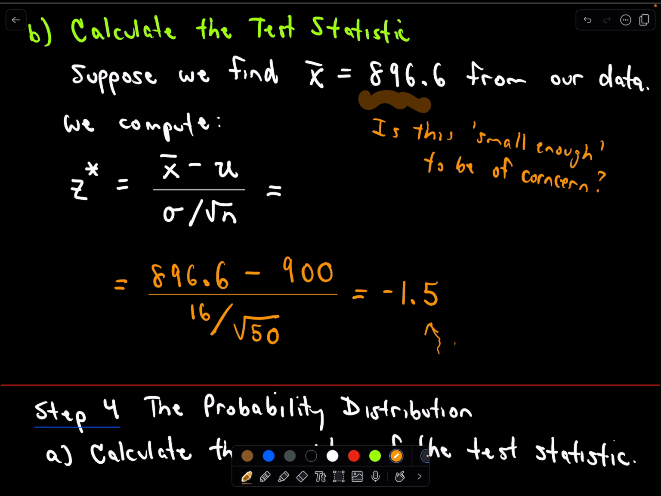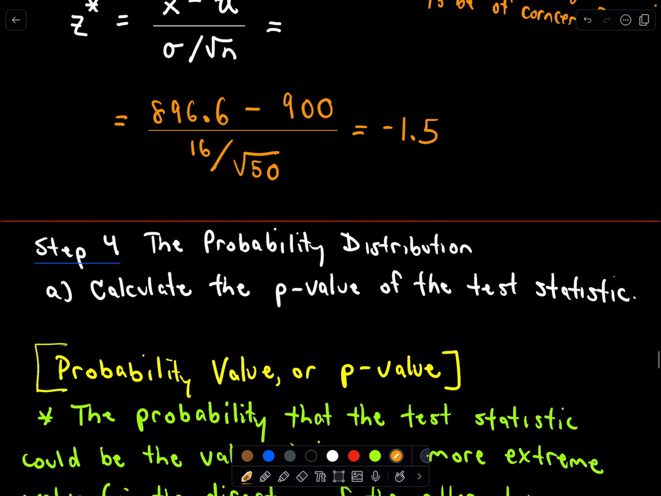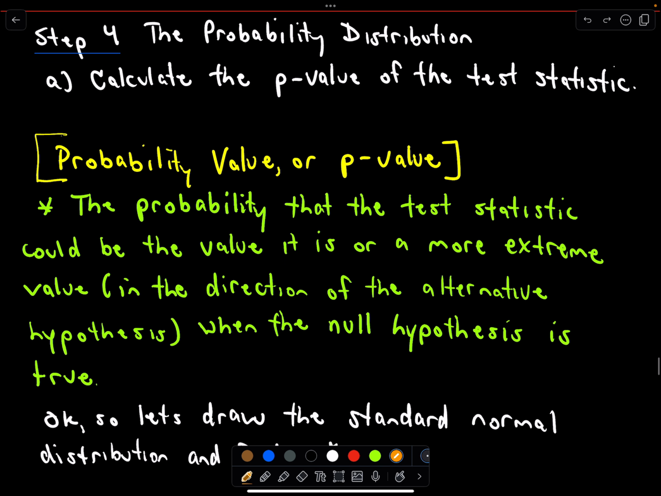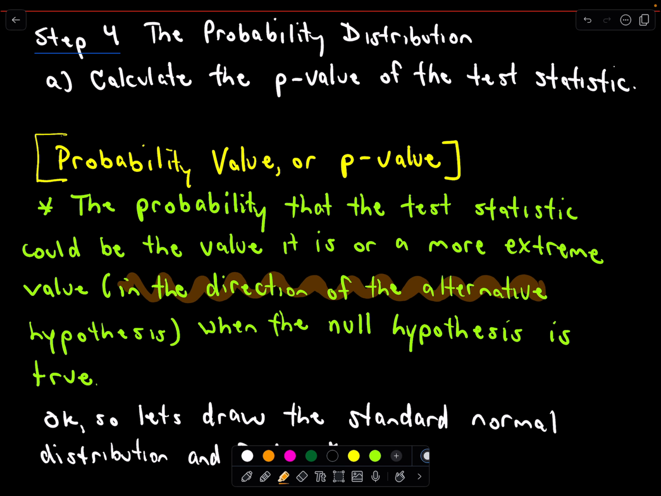So now the question is, what do we do with this number? Well, we're getting close. Now we're simply going to calculate the p-value of the test statistic. So how do we do this? Let's talk about that. The probability value, or p-value, what is that? It's the probability that the test statistic could be the value it is. So how likely is it that we got that 896.6, or a more extreme value in the direction of the alternative hypothesis, when the null hypothesis is true?